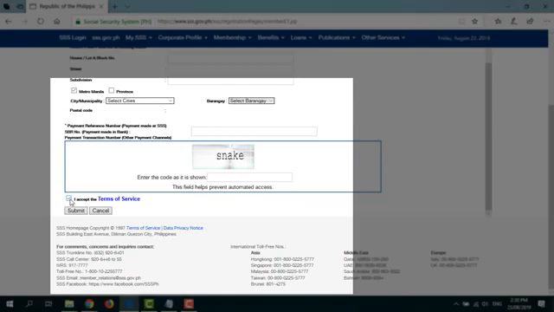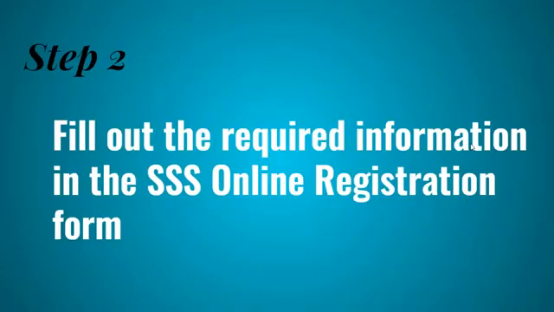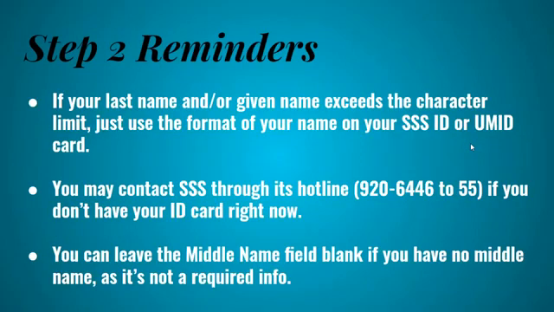Then click this box to accept the terms of service and click submit. That was the first part of the SSS online registration form. Just a few reminders: if your last name or given name exceeds the character limit, just use the format of your name on your SSS ID or UMID card. You may contact SSS through its hotline at 920-6446-255 if you don't have your ID card right now.